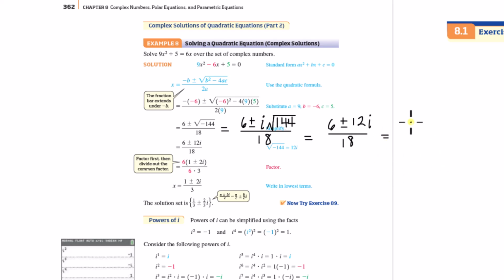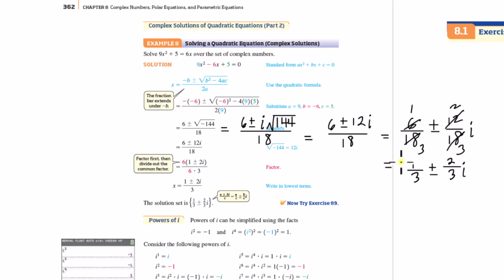So here we can see we do 6, and we can break this up into a real part and an imaginary part. So 6 divided by 18 is 1/3. 12 divided by 18 is 2/3. So 1/3 plus or minus 2/3 i. And that's the two solutions to this quadratic equation. And you can note, though, that these solutions are what?